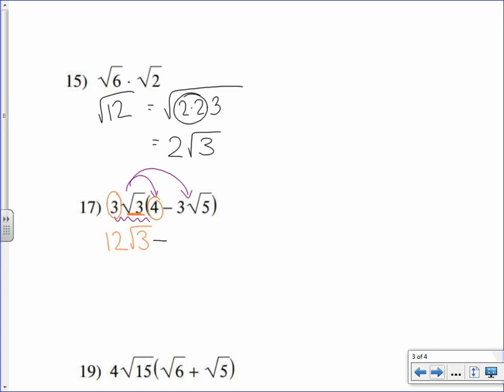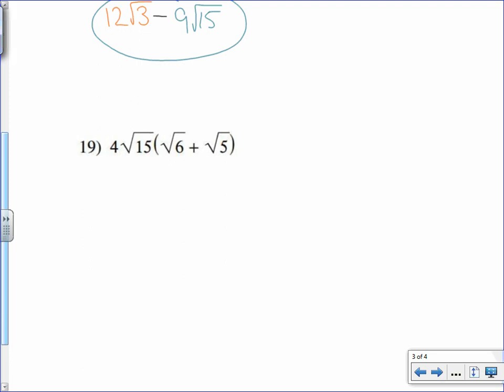Minus, now when I distribute to the second term, I'm going to have 3 times 3, that's 9, and then the square root of 3 times the square root of 5, that's going to give me the square root of 15. So 3 times 5 is 15. As long as they have the same index, you can multiply them. And now we're done, because these cannot be combined. So that's it.